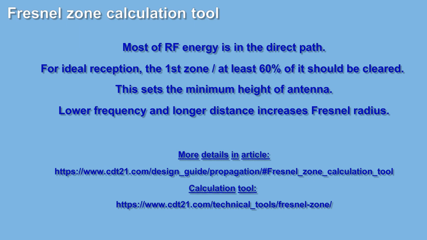We can summarize the behavior of the Fresnel zones as follows. Most of the RF energy is in the direct path. For ideal reception, at least 60% of the first zone should be cleared. This sets the minimum height of the antenna. Lower frequency and longer distance increase the Fresnel zone radius.